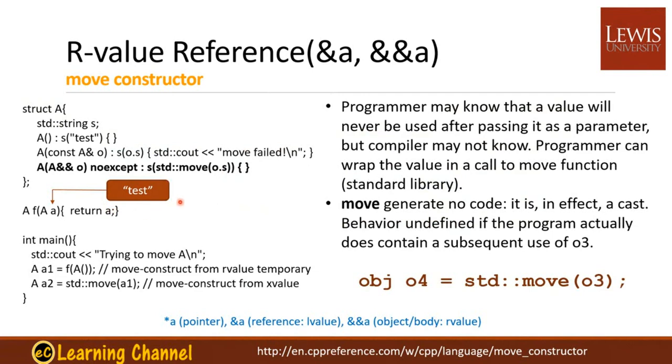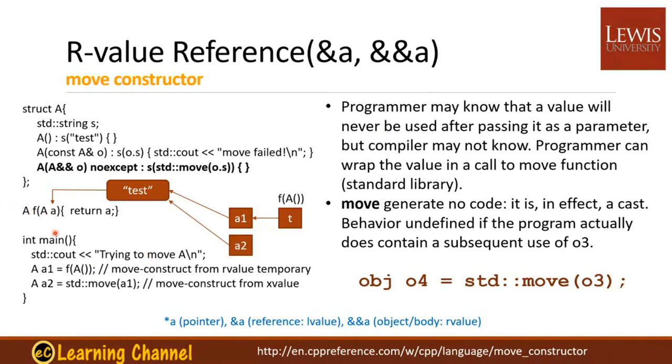So we pass the test string over there, and then we create a temporary object T. That actually is a T1, an A1. A1 we pass with that temporary object, and that is actually pass a T. So for that one, we create an object with test, and then we pass it into this function.